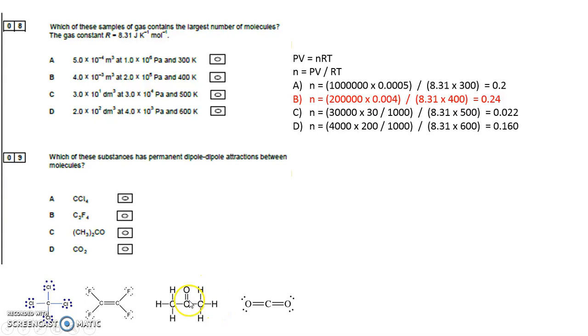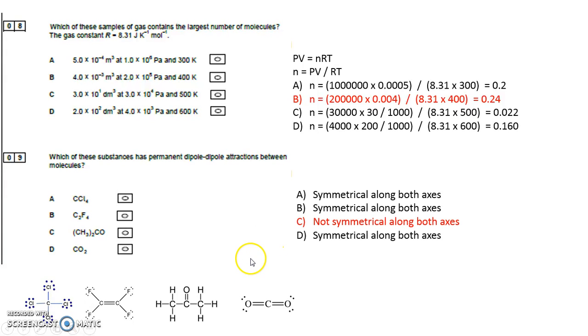Propanone, C, I think is your answer here, because if you look at it, it's symmetrical about the y-axis, but it's not symmetrical about the x-axis. If you look on the x-axis here, you've got a C double bond O coming up, but you've not got a C double bond O going down. So that's going to have permanent dipole-dipole attractions because that molecule is not perfectly symmetrical in both directions. Carbon dioxide, let's just check this out. It has a line of symmetry, is symmetrical about the y-axis and the x-axis, so that won't have permanent dipole-dipole attractions between molecules. Your answer is C.